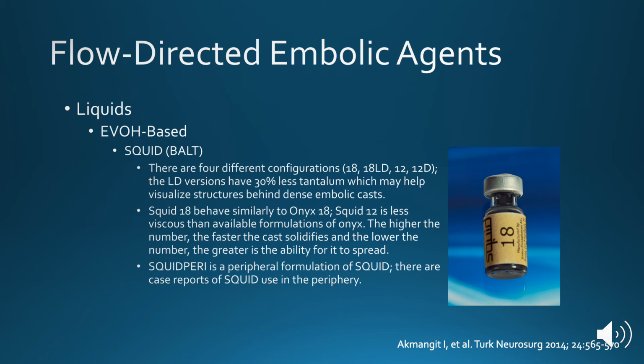Squid 18 behaves similarly to Onyx 18. Squid 12 is less viscous than the available formulations of Onyx. And remember, the higher the number, the faster the cast solidifies, and the lower the number, the greater is the ability for it to spread and propagate distally. Squid Peri is a peripheral formulation of Squid, and there are case reports that have been published describing its use in the peripheral circulation.